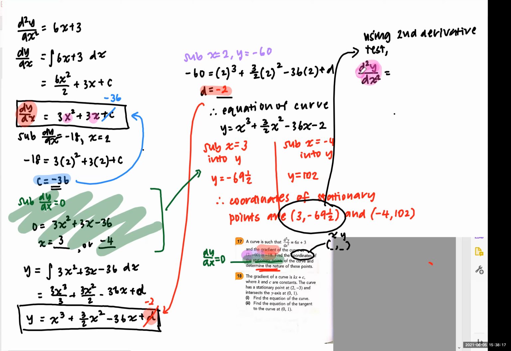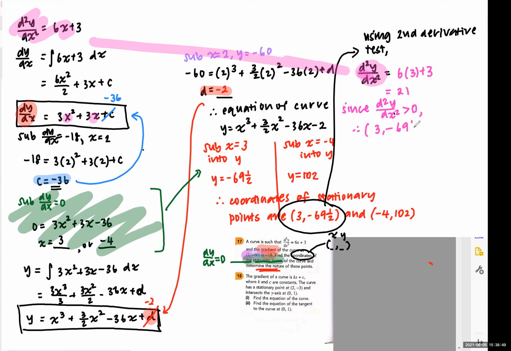First, sub your x equals to 3. So can you see your second derivative is here? Okay, but you need to sub who? X equals to 3. Yeah, so you get 6 bracket 3 plus 3 equal to 21, right? So what do you notice? So you can say that since your second derivative is positive, more than 0, therefore, we know that what's this coordinate that we are focusing on? Minimum point. (3, -69 1/2) is a minimum point.